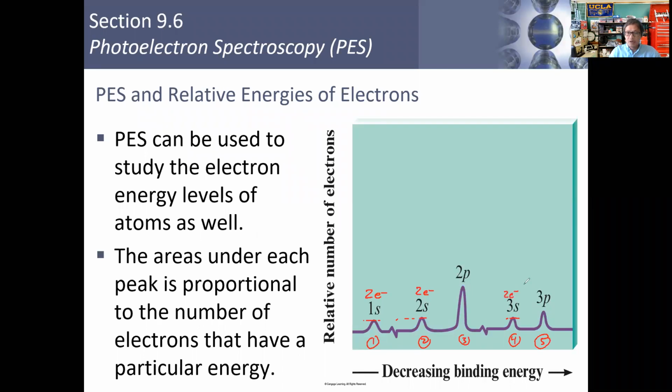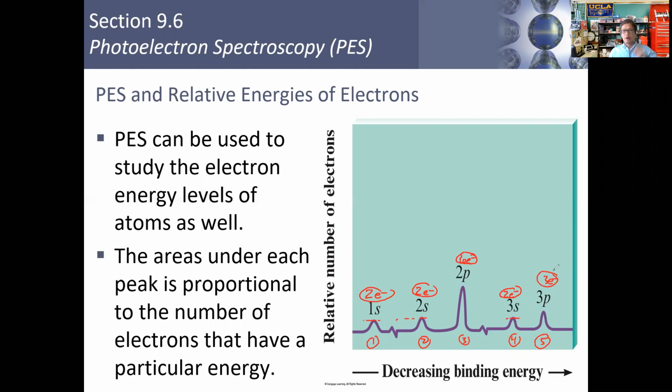We said that the 2p is about twice as large as this, so this represents 4 electrons. I'm sorry, it's 3 times bigger, so this is going to represent 6 electrons. So we have 6 electrons here, 2 here, 2 here, and 2 here. Finally, the 3p looks like it's a little bit bigger than this one, but not twice as large, so we can say there are 3 electrons there.